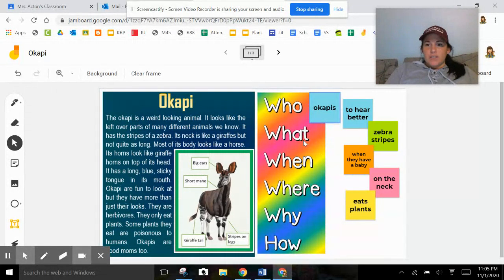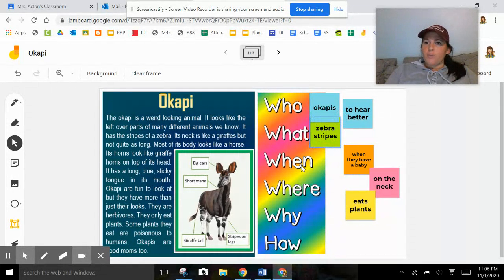Next is what. What is on an okapi's legs? Well, I'm looking at the picture right here, and even the text tells me it has the stripes of a zebra, but then when you look at our visual, it shows you the zebra stripes are on their legs. So what is on their legs? Zebra stripes.